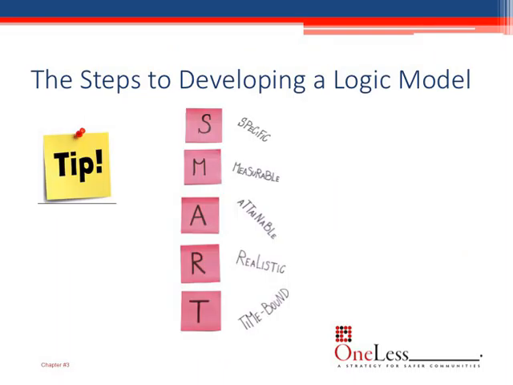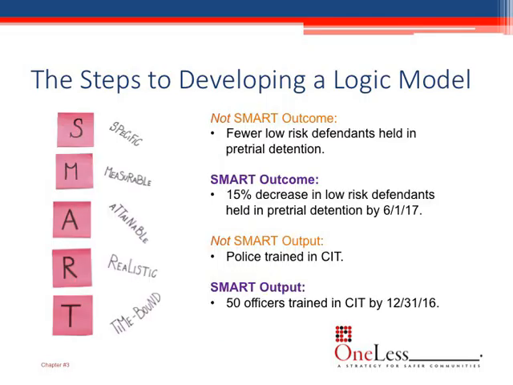Here's another tip. When it comes to outcomes, and this will apply to outputs too, think SMART. What we mean by this is that your outcomes and outputs should be specific, measurable, attainable, realistic, and time-bound. Here are some examples of not SMART and SMART outcomes. For example, consider the difference between saying fewer low-risk defendants held in pretrial detention and 15% decrease in low-risk defendants held in pretrial detention by June 1, 2017.